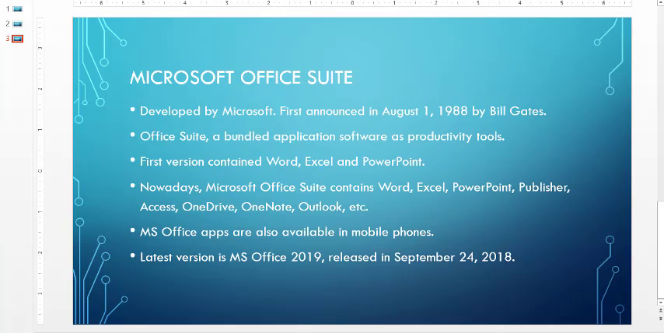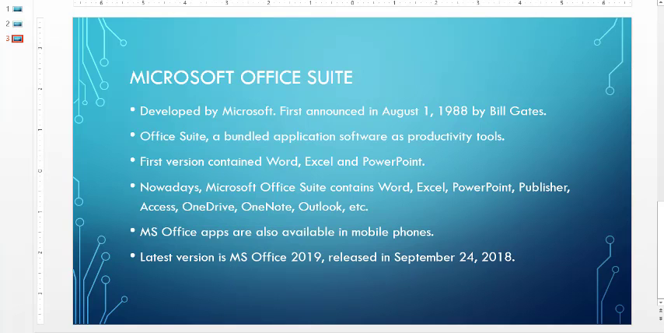Microsoft Office apps are also available on mobile phones. Currently you can use Word, Excel, and PowerPoint on your smartphones. And the latest version that we have is Microsoft Office 2019, which was released on September 24, 2018. So we are going to talk about Microsoft Word, which is a specific application software within the Microsoft Office Suite, and it is for word processing.